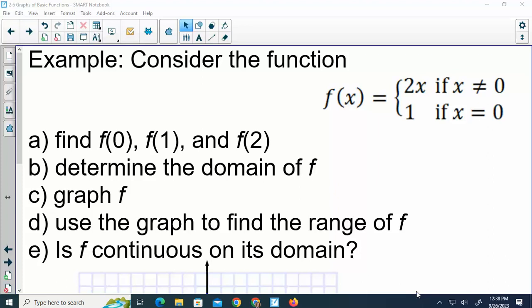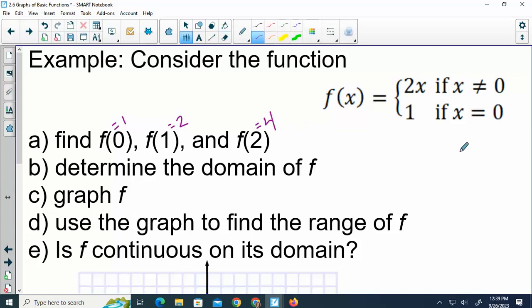So f of 0, which one would you plug it into? For the second one, because that's when x equals 0, so f of 0 should equal 1. F of 1, you put that into the first one, and we get out 2. F of 2, you put that in the first, and you get 2.